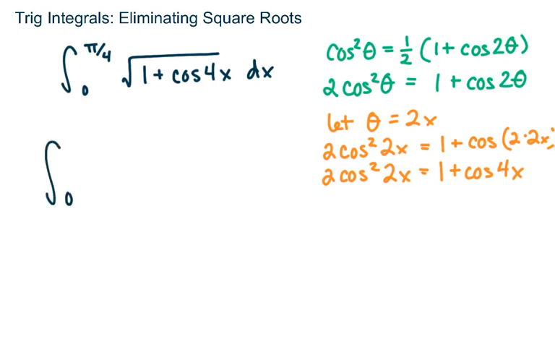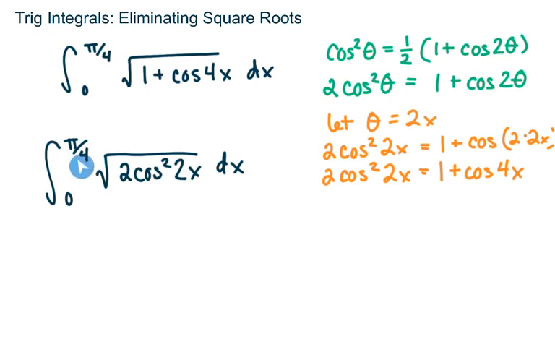So this integral is 0 to pi over 4 times the square root of 2 cosine squared 2x dx. And you may notice, because I did a substitution, you may be thinking, well, Ms. Stein, do we need to change the bounds? And because we started in x, these were in terms of x, we are still in terms of x. No change needs to be made to our upper and lower integral bounds.